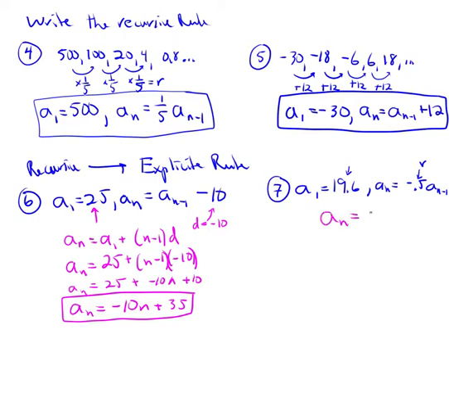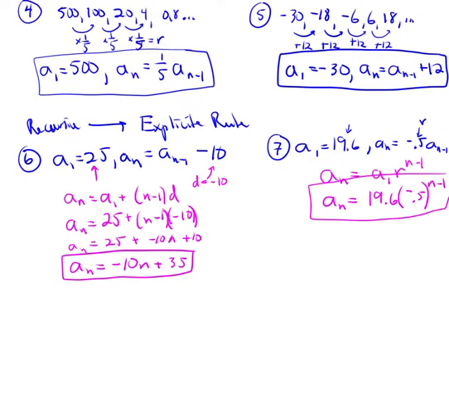a sub n equals a sub 1, because that was our initial number, our first number, and then we have the r to the n minus 1, because that would be getting it to that first term. So a sub n equals a sub 1, which is that 19.6. R is negative 0.5 to the n minus 1. And what's nice about that one is there's not as much simplifying. That's what I like about this.